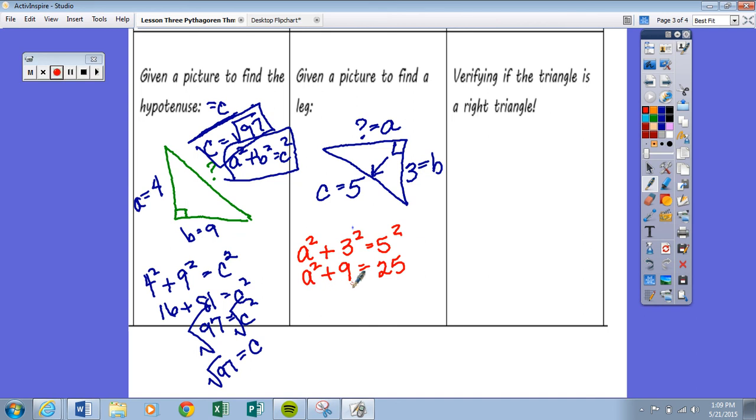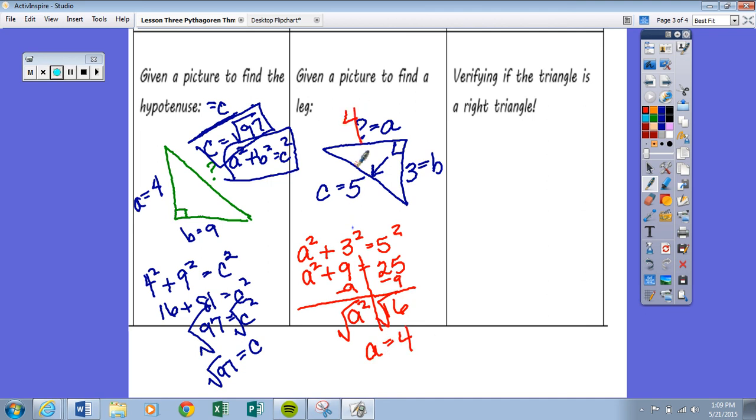So you're going to want to move the 9 to the other side, which means subtracting 9. That way it gets it to the other side. And on this side, you have an A squared left. And on this side, 25 minus 9 is 16. We need to get the squared off the A. So square root, so A would equal 4.